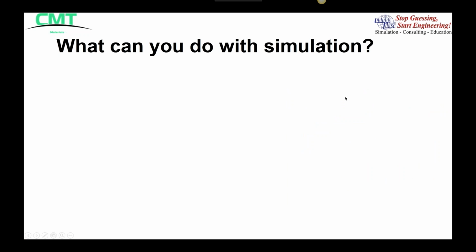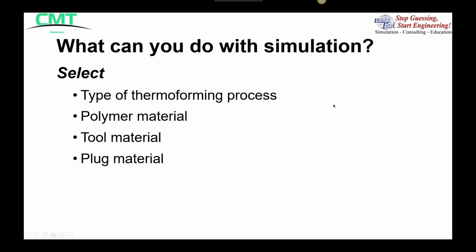First of all, I'd like to address what you can do with simulation. It can help you select the type of thermoforming process, whether you're going to do positive forming or negative forming, with or without an assist. It can help you select the polymer material that will give you the best uniformity for a particular product. It can help you select the tool material and the plug material that will help you achieve the best product uniformity and material distribution.